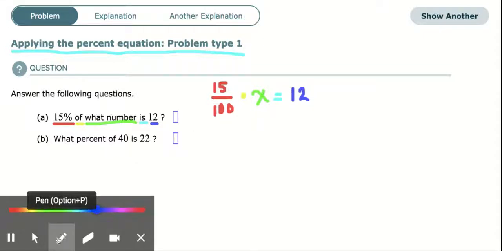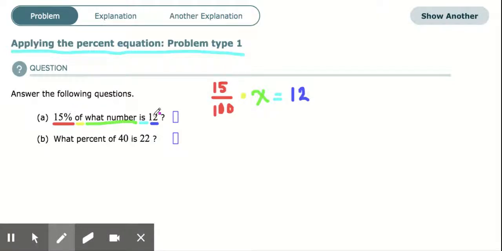And I like to think of a possible range before I even start this question. We're looking for a number that 15% of it is 12. Well, if 15% of that number was 15, then that number would be 100, because 15% of 100 is 15. So we know that our answer is going to be somewhere near 100, maybe between like 50 and 150. It's going to be close to 100, probably something a little bit smaller than 100. So let's go ahead and solve for x.